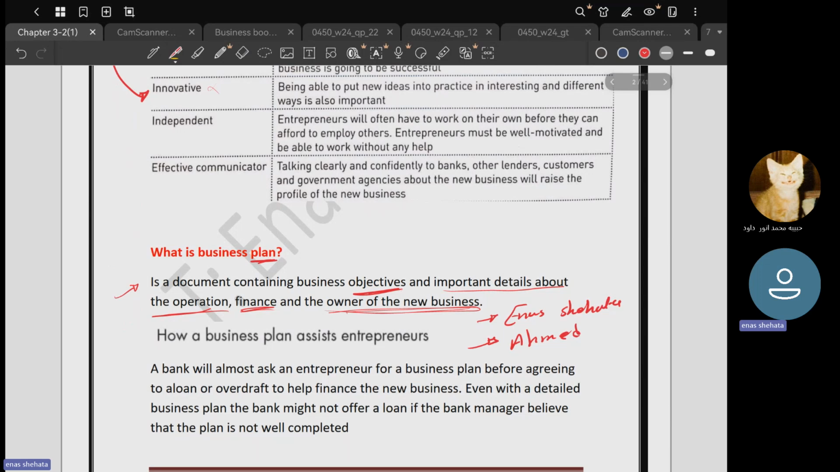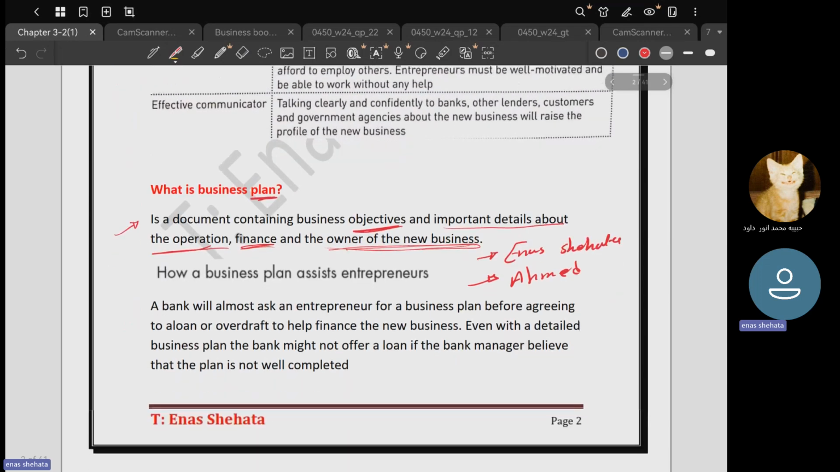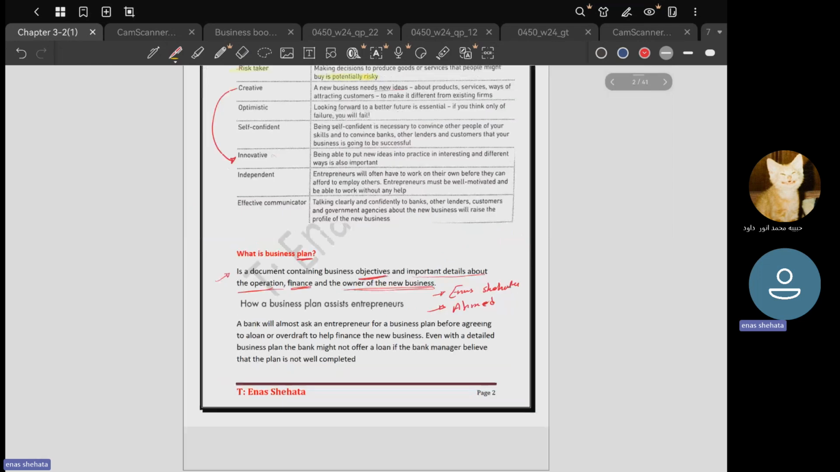And they will read this business plan, all the details in it, and according to this business plan, they may decide to offer you this loan or not. If they believe that you have a complete vision about the plan, a good vision, a successful business, they may give you this loan. But if they don't believe that you can repay this loan back, of course, they will refuse to give you this loan.